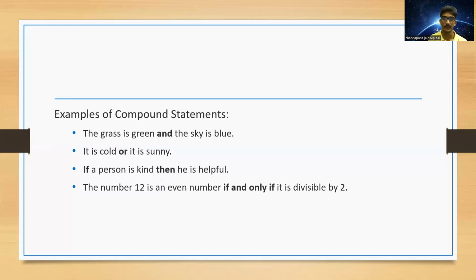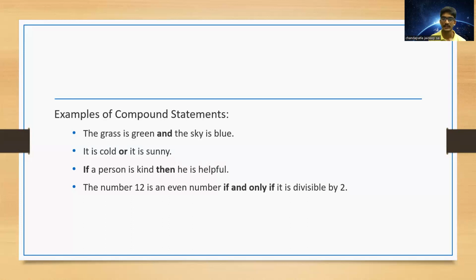is an even number if and only if it is divisible by 2. So here also we can see two statements which are connected by the connective, which is if and only if, and the result is the compound statement. The first statement in the last example is the number 12 is an even number. That is the first statement, and the second statement is it is divisible by 2. These two statements are connected by using the connective if and only if.